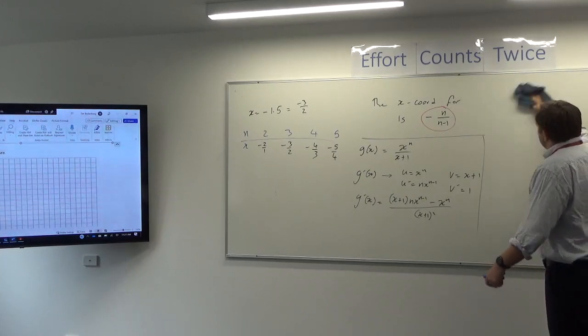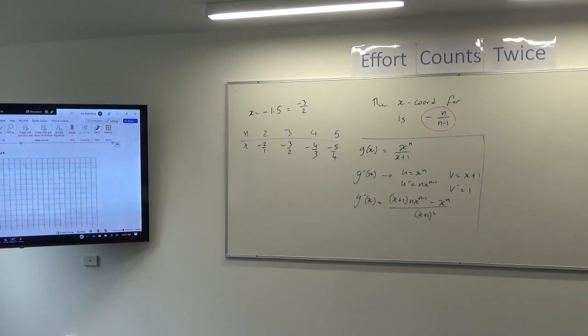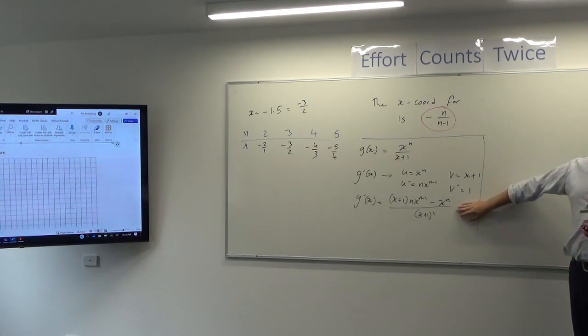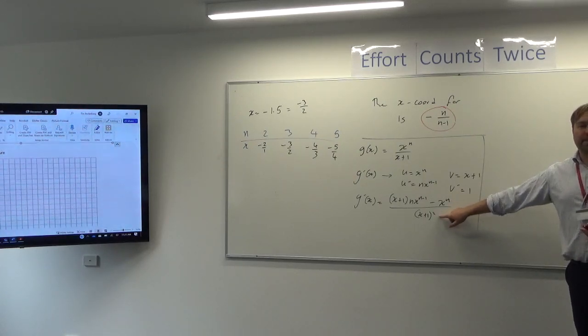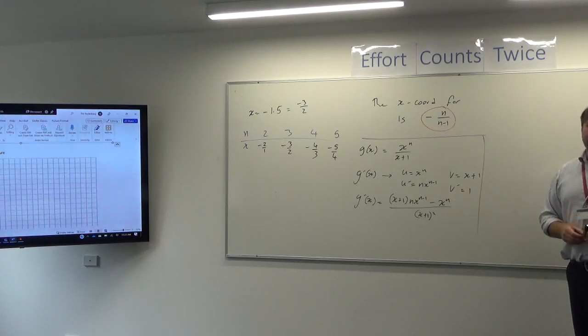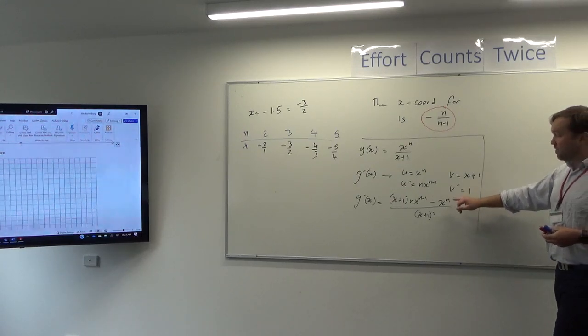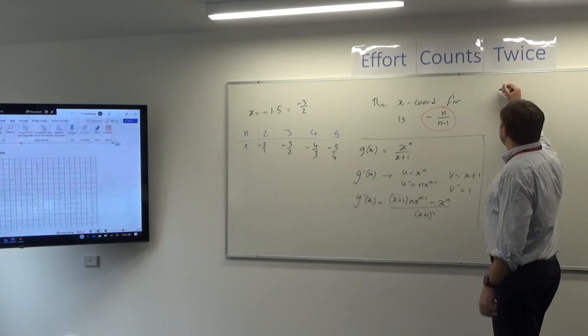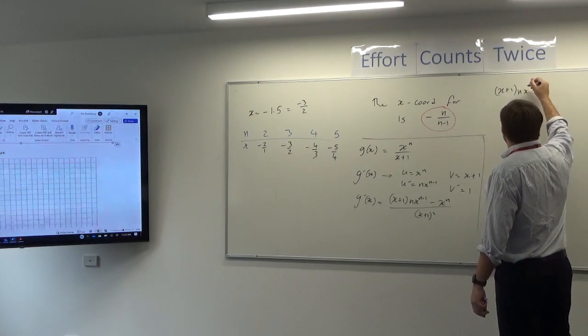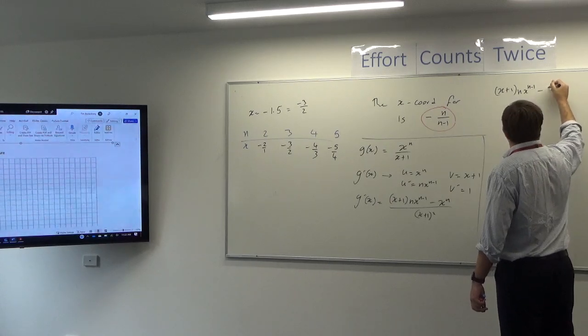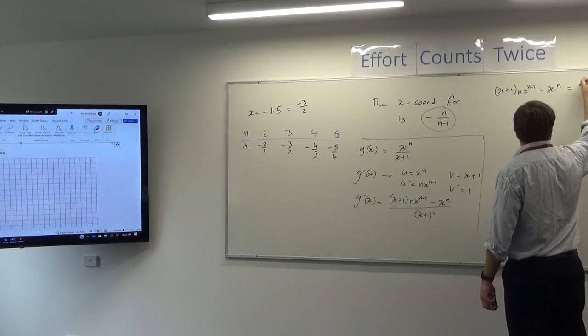And then we want to set that equal to 0. Now, note that if this is ever going to equal 0, we're really looking for the numerator, or the top part, to equal 0. The bottom will never give us a solution. It's only the top that we're interested in getting a solution. So therefore, I would just take the top and make it equal 0. (x + 1)(n x^n - 1) - x^n = 0.